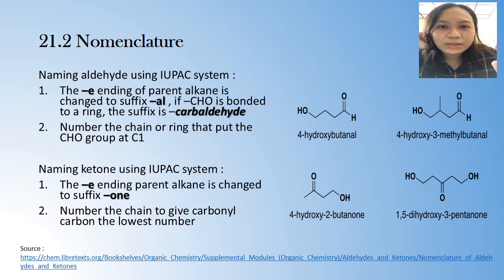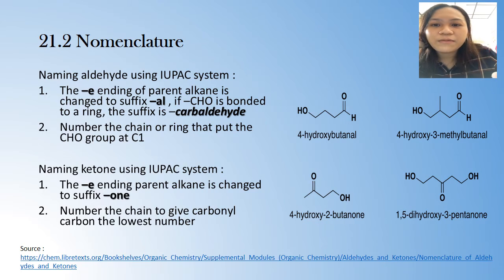For the nomenclature, in naming aldehydes using the IUPAC system, the E ending of the parent alkane is changed to the suffix -al. For example, we have 4-hydroxybutanal. For ketones, the E ending of the parent alkane is changed to the suffix -one. For example, 4-hydroxy-2-butanone. Both number the chain to give the carbonyl carbon the lowest number.